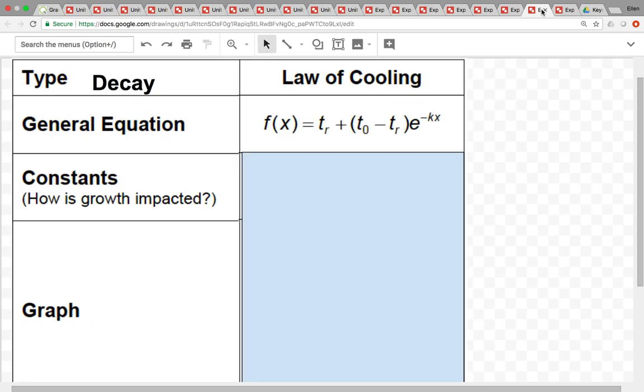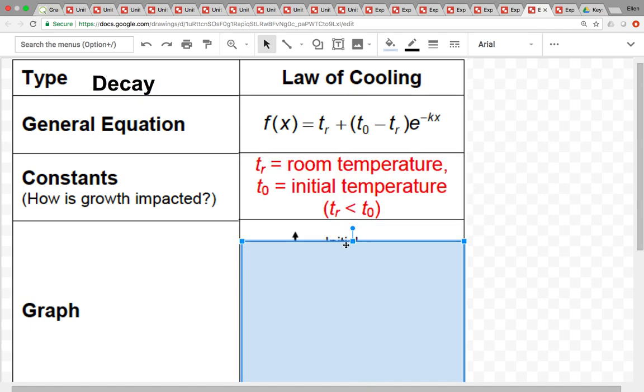We will look at a couple of application problems with that. Here's another one that's called the law of cooling. It is an exponential decay, and when we get to this application problem, I'll explain what all these letters stand for. The biggest thing to remember, I guess they explain some of it. So T sub R is your room temperature. T sub 0 is your initial temperature.